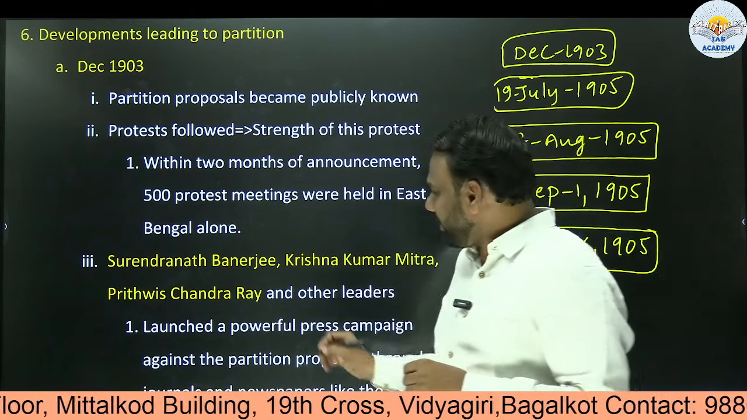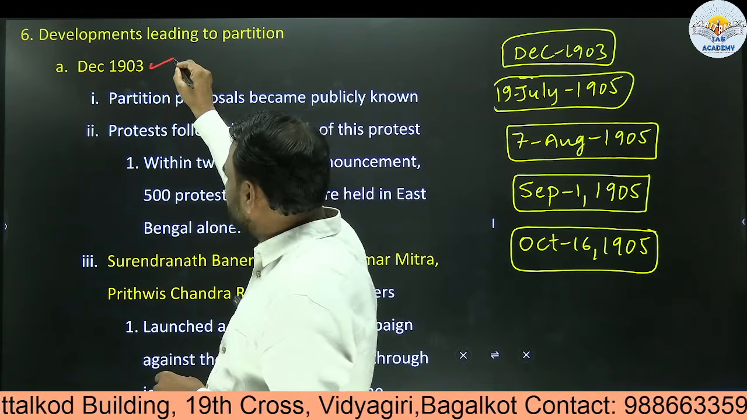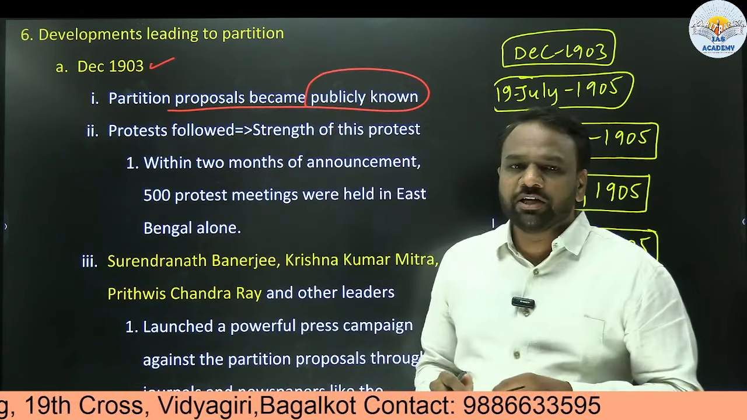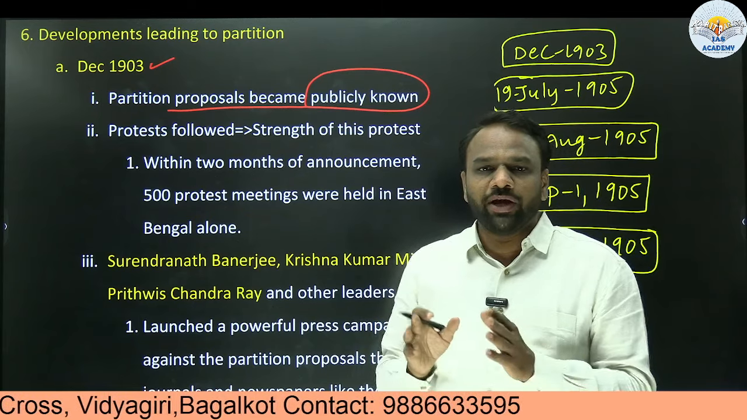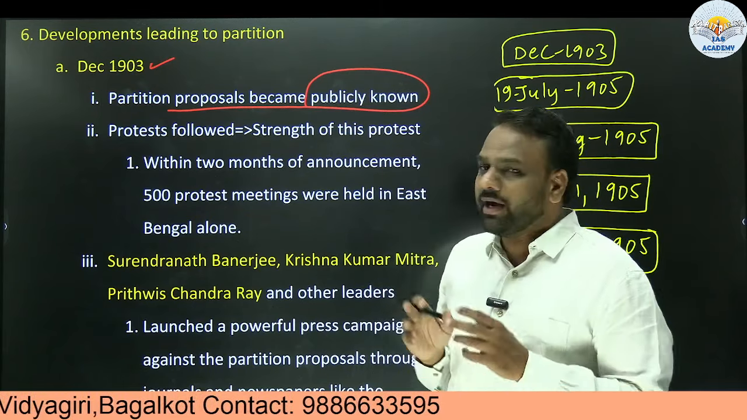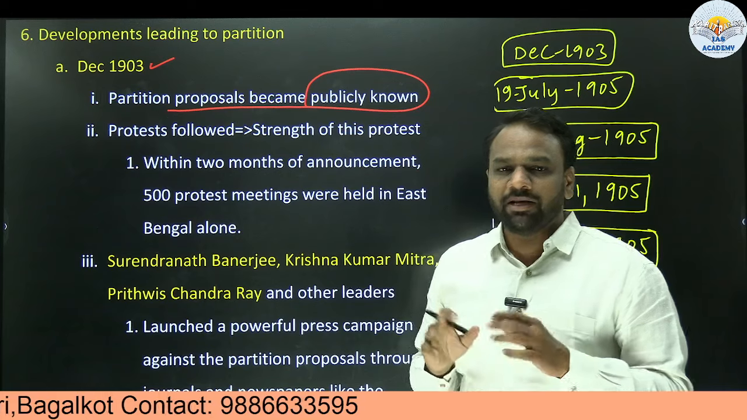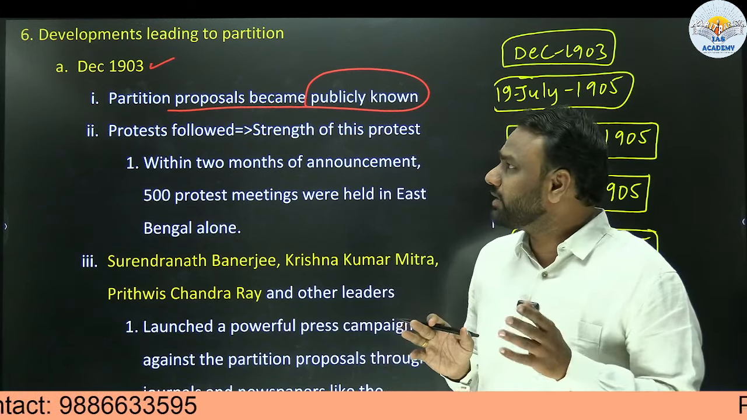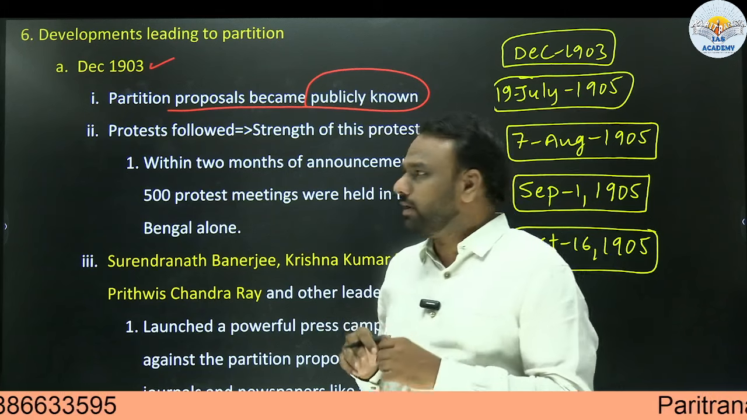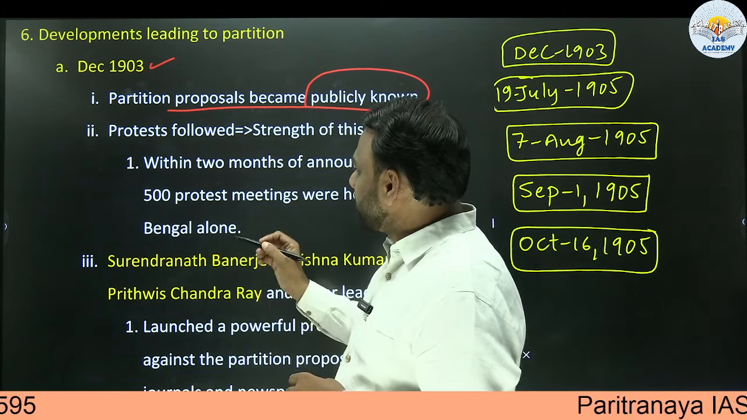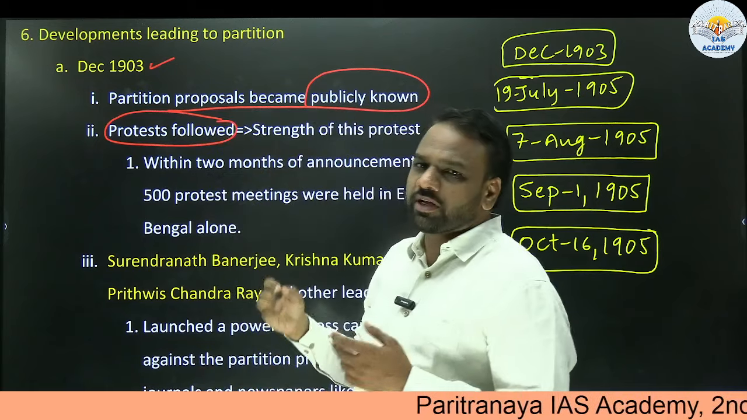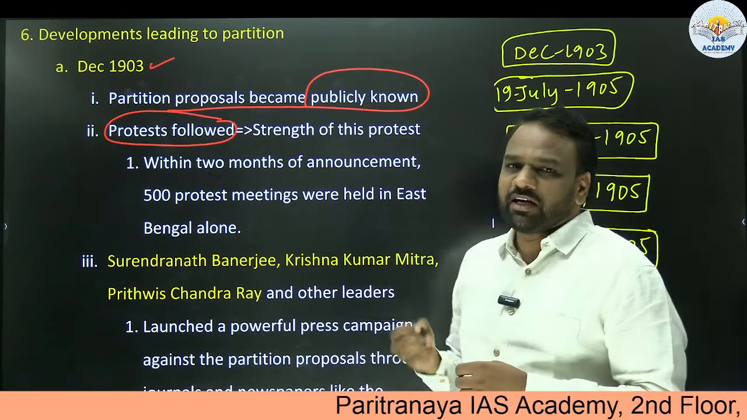Now, December 1903. What happened in December 1903? Partition proposals became publicly known. The British announced publicly that they were going to divide Bengal. They publicly announced it, but they did not fix the date and time and all those things. As soon as this news spread, protests started, especially in Bengal. People started protesting.